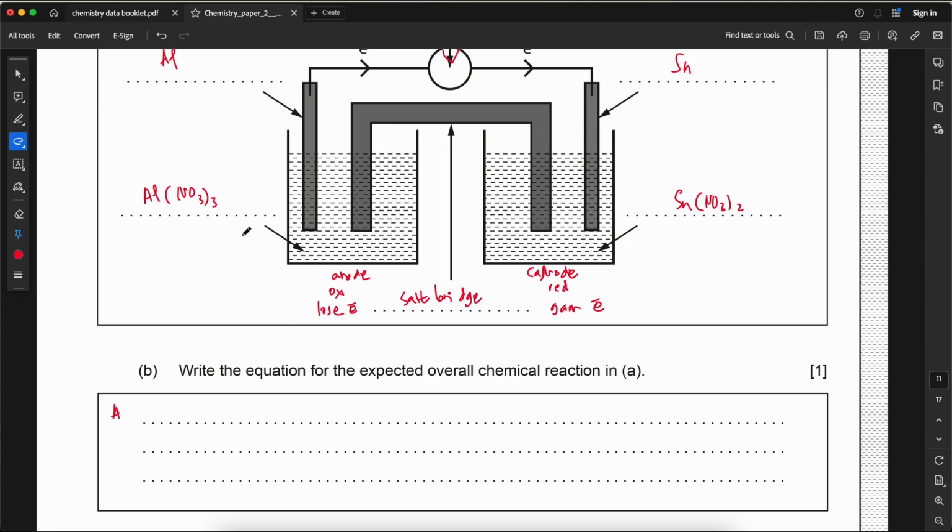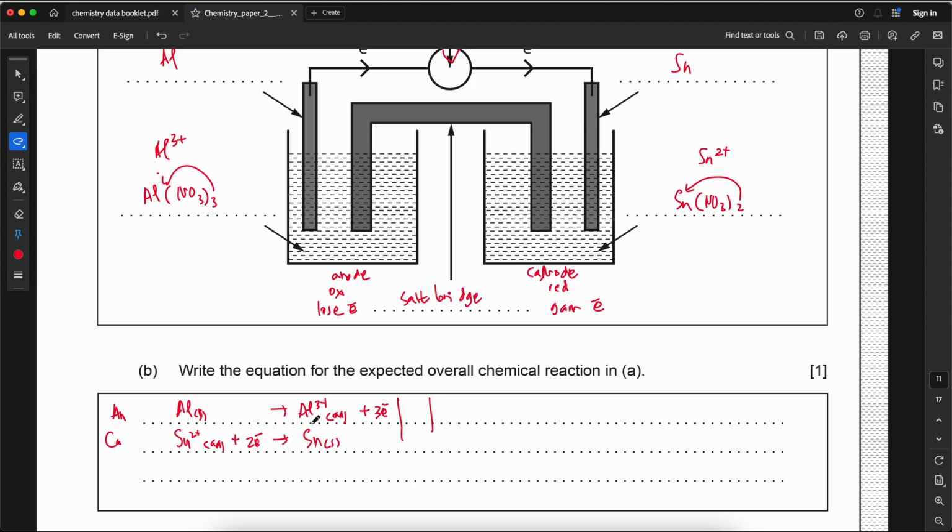For the anode, it's Al. So here Al will be, these three belong to Al, so Al3+, and these two belong to Sn, so Sn2+. For the anode, it will lose 3 electrons. So Al solid becomes Al3+ aqueous plus 3 electrons, and for the cathode it will gain electrons, so Sn2+ aqueous plus 2 electrons becomes Sn solid.